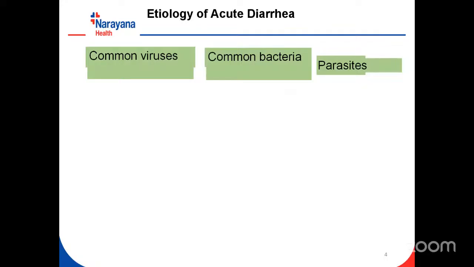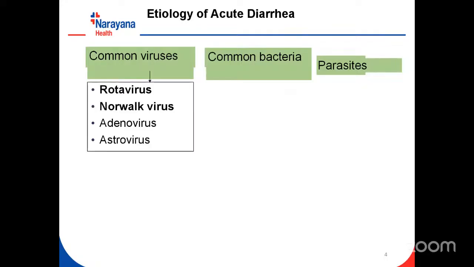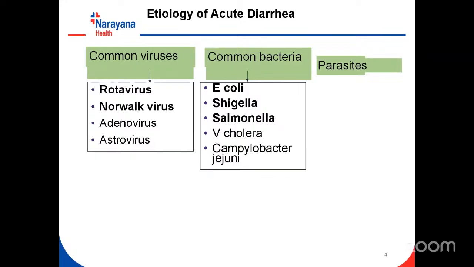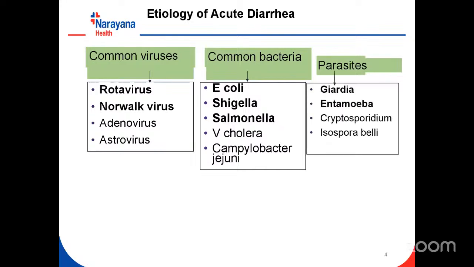What are the common causes of diarrhea? Viruses like rotavirus, norovirus, adenovirus. We associate adenovirus with usually an upper respiratory tract infection, but even they can cause diarrhea. Bacteria, common ones being E. coli, Shigella, Salmonella, and of course sometimes Vibrio cholerae and Campylobacter as well. Parasites, the commonest ones being Giardia and Entamoeba. In immunosuppressed patients, we have Cryptosporidium and Isospora.